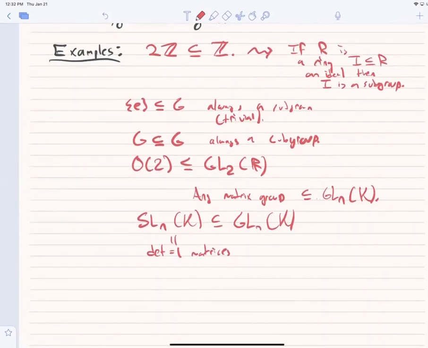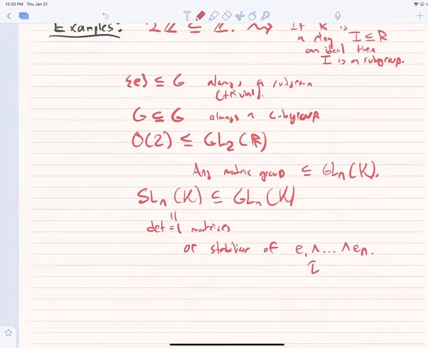Or you could think of it as the stabilizer. So stabilizer just means the thing that preserves the standard multilinear form e1 wedge ... wedge en. This is the standard alternating form.